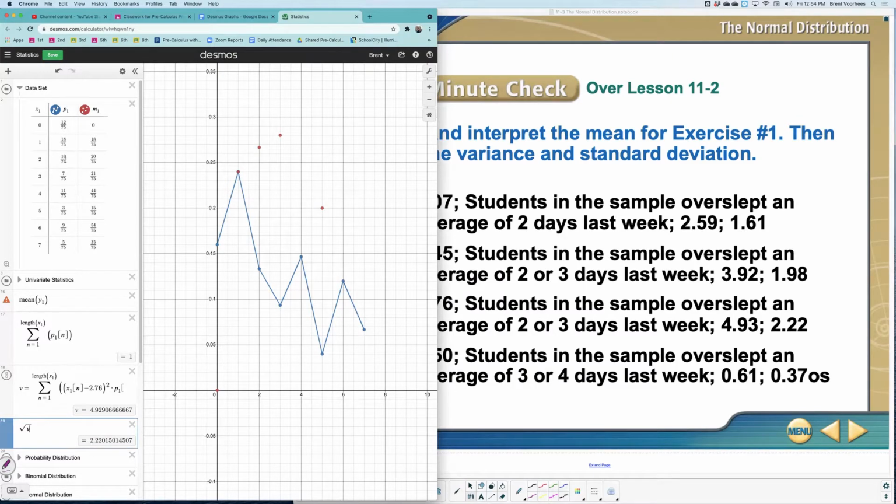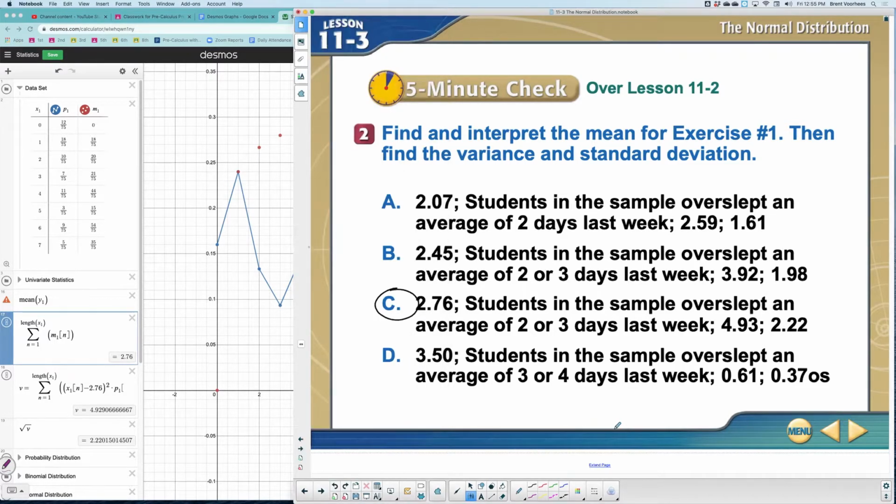I can check it. The sum of my probabilities is 1. That's good. This right here, to find the mean, needs to be a 1 again. So there's our mean. Okay, so that was my problem, is I wasn't multiplying times the probabilities. I was multiplying times the expected values when we were calculating that. Now I have my numbers right, 4.93 and 2.22, variance and standard deviation in that order.